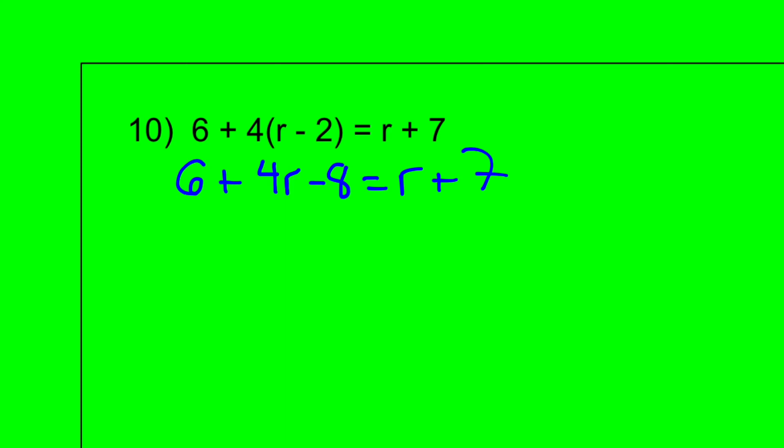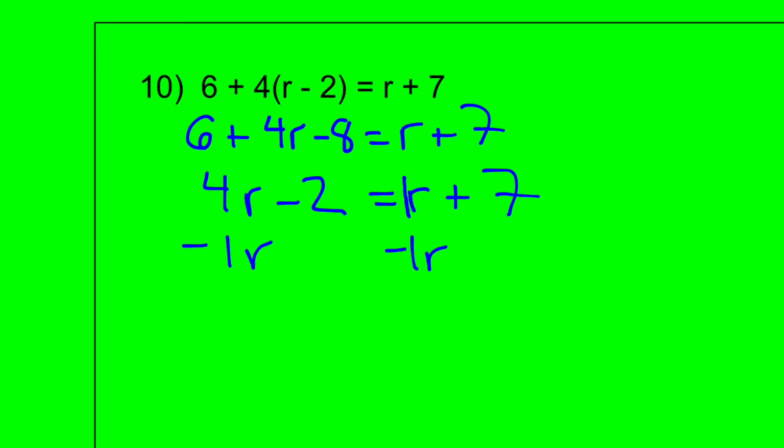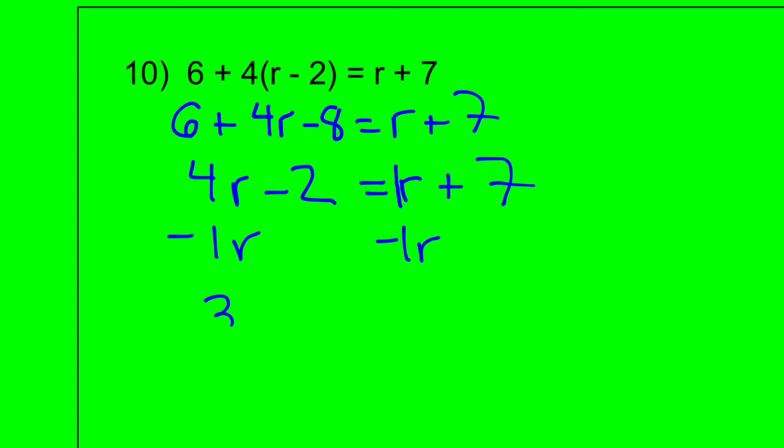Let's combine our like terms. Positive 6 and negative 8 make negative 2. So let's call this 4r minus 2 equals r plus 7. Now we still have these r's on both sides. Think of this as 1r, and let's take away the smaller one, minus 1r, minus 1r. And I'm left with 3r minus 2 equals, this goes away, 7.